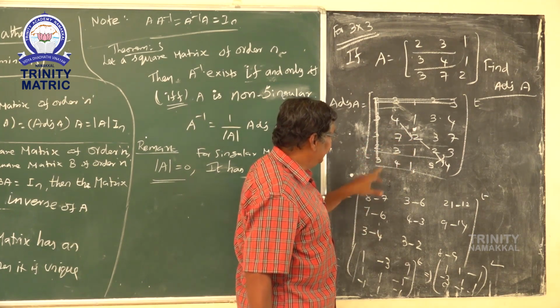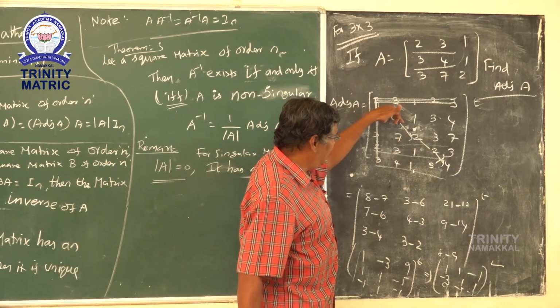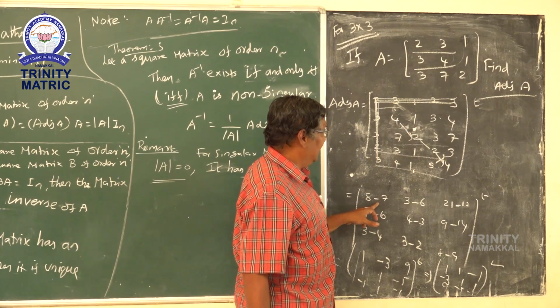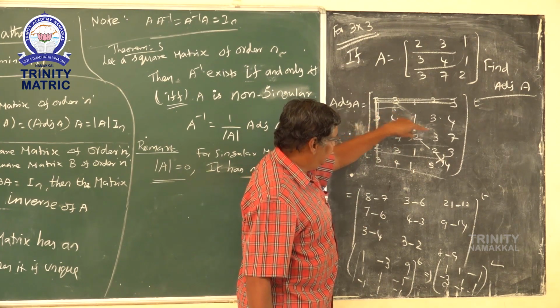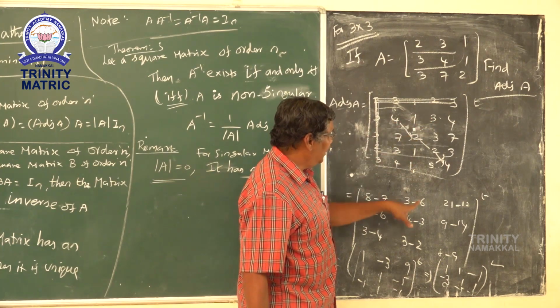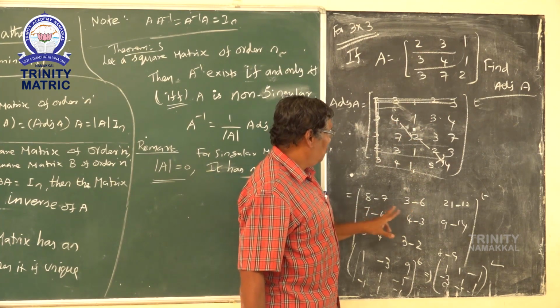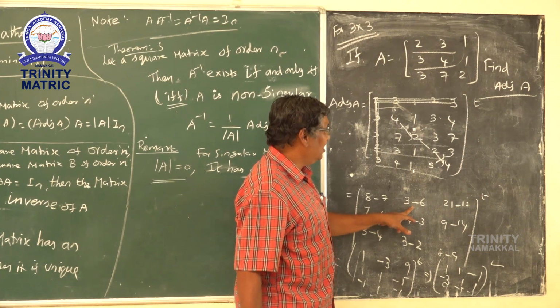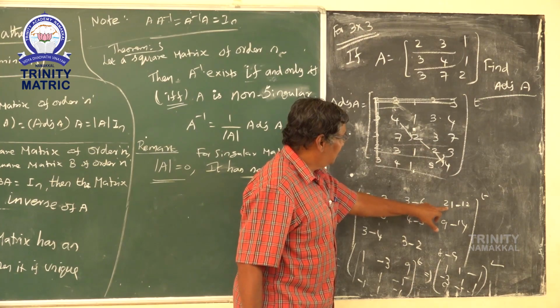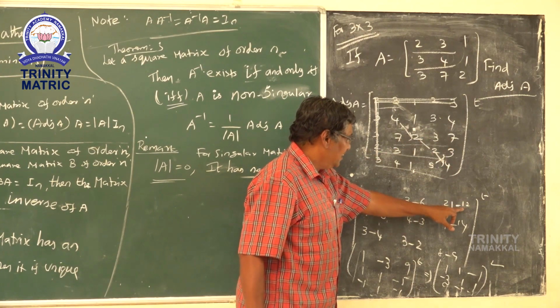4 2s are 8. While coming down, you have to put a positive sign. While climbing up, you have to put a negative sign. Like that, 1 3 is 3. 2 3s are 6. While climbing, you have to put a negative sign. You should not forget. If you forget the negative sign, the whole thing goes wrong. So keep it in mind. While coming down, positive sign. While going up, negative sign.